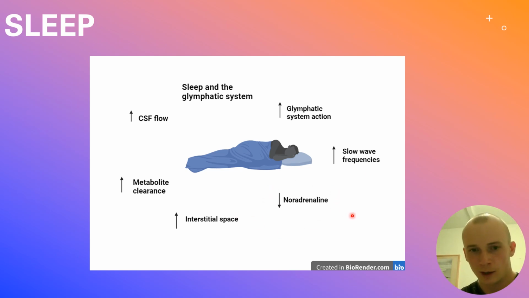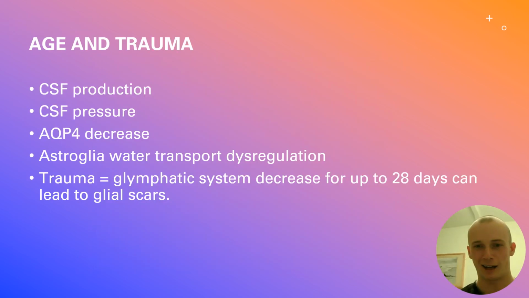And one of the key regulators hypothesized for the activation of the glymphatic system is noradrenaline, rather than things that regulate that circadian rhythm. Okay, let's move on. As with many biological systems, age is not kind, and the glymphatic system is no exception to this rule.